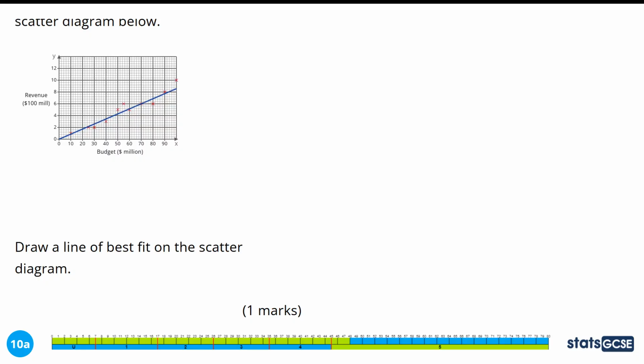Now, if you haven't got it absolutely perfect, it's a little bit too high or a little bit too low, don't rub out and start again. There's quite a big tolerance for the line of best fit. For instance, on this one, it could probably be a little bit higher.